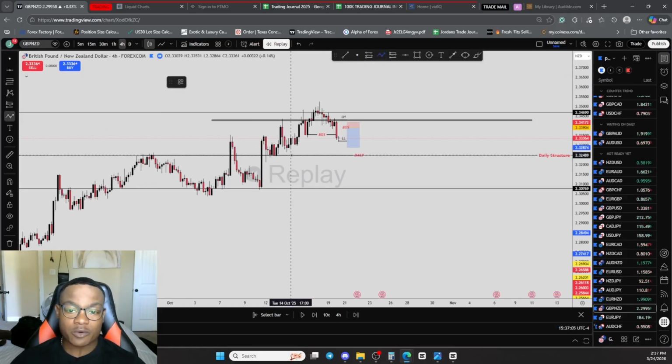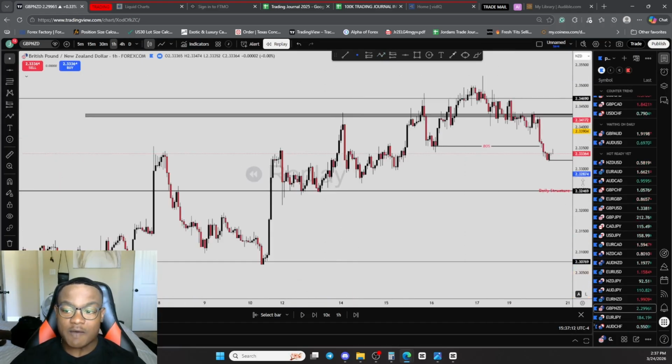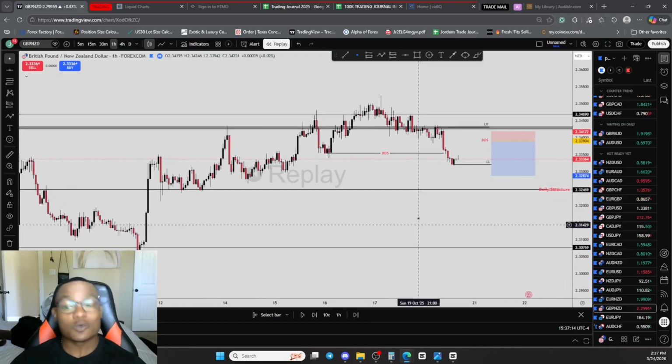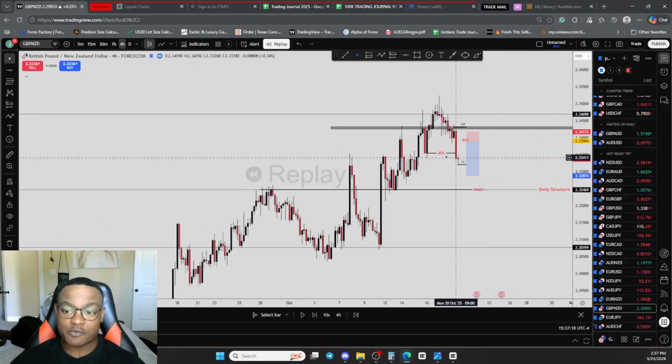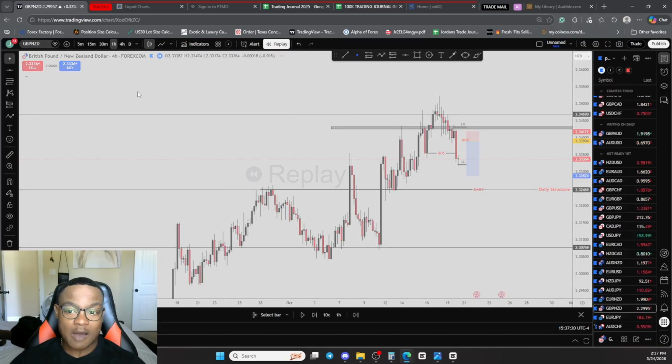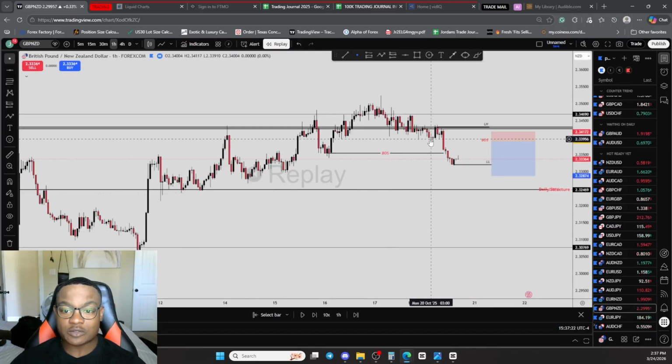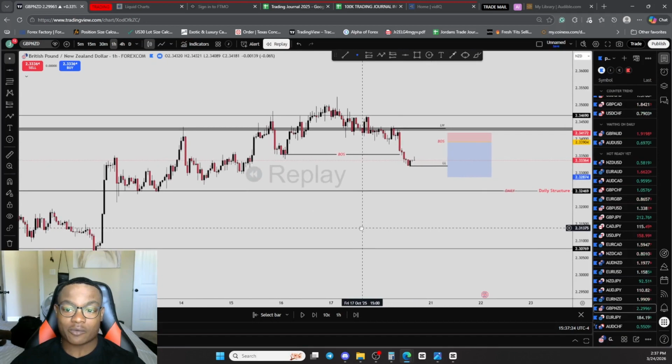So on the 4 hour, we see that price has recently performed this break of structure. Let's see if the 1 hour is doing the same thing. On the 1 hour time frame, we're doing exactly that. On the 4 hour, we recently performed this break of structure. On the 1 hour, we have recently performed the break of structure as well, happening around here.